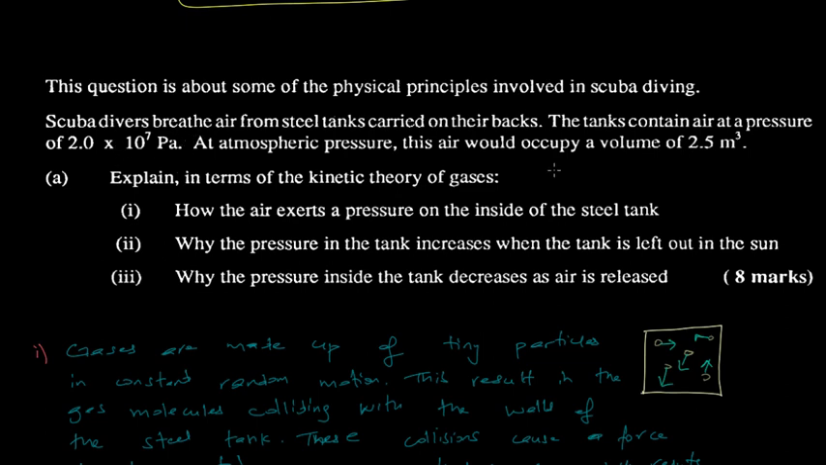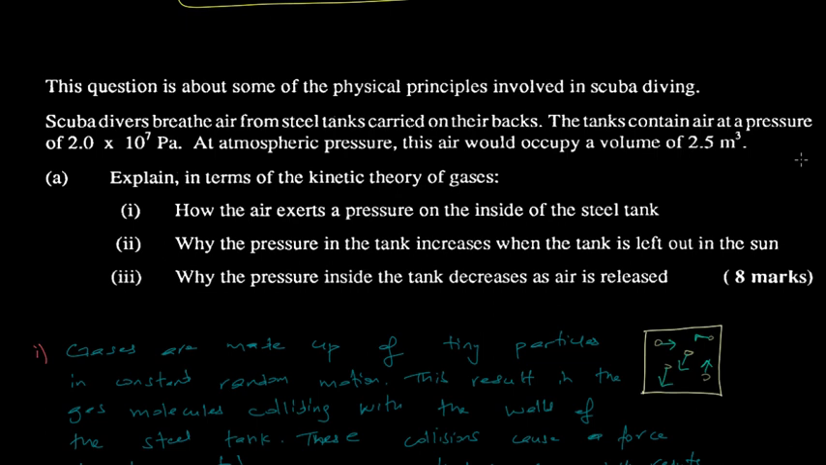So what they're saying is that at atmospheric pressure, this air would occupy a volume of 2.5 cubic meters. So now, what we can consider in this case is that we have the pressure right here at 2 times 10 to the 7 pascals. We are told that at atmospheric pressure, the volume would be 2.5 cubic meters, right? So now we can consider Boyle's law, which relates the pressure to the volume.